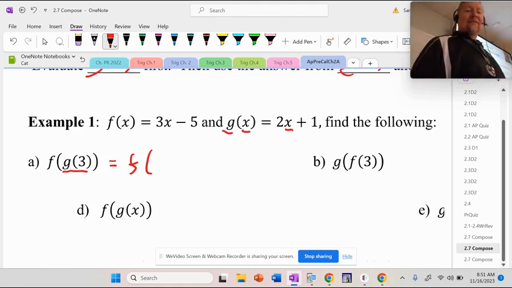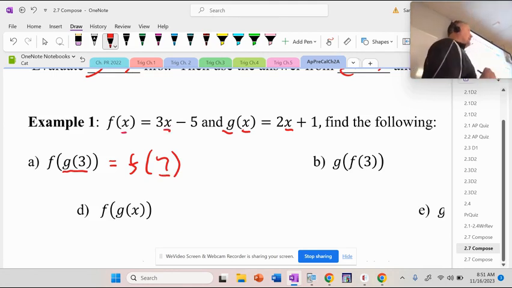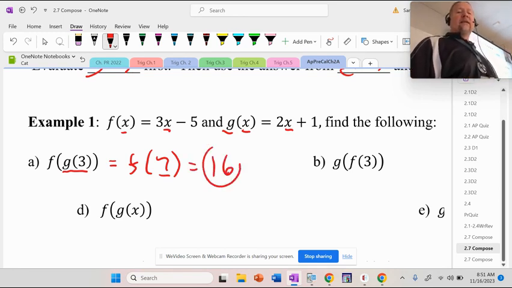All right. And then what's f of 7? That's a simple separate question now. I plug in 7 now into that other function. Very simple. 3 times 7 is 21. What's 21 minus 5? 16. And then you move on. So f of g of numbers, very simple.